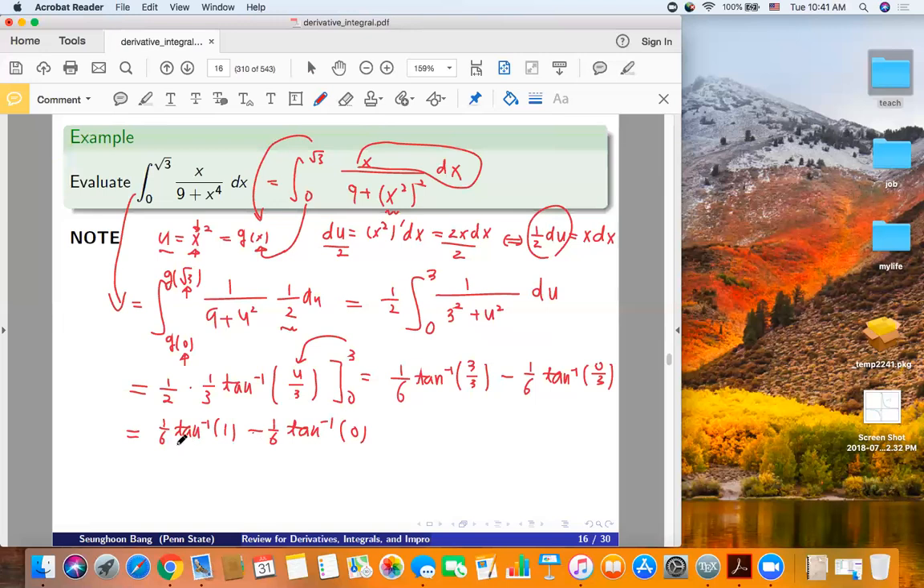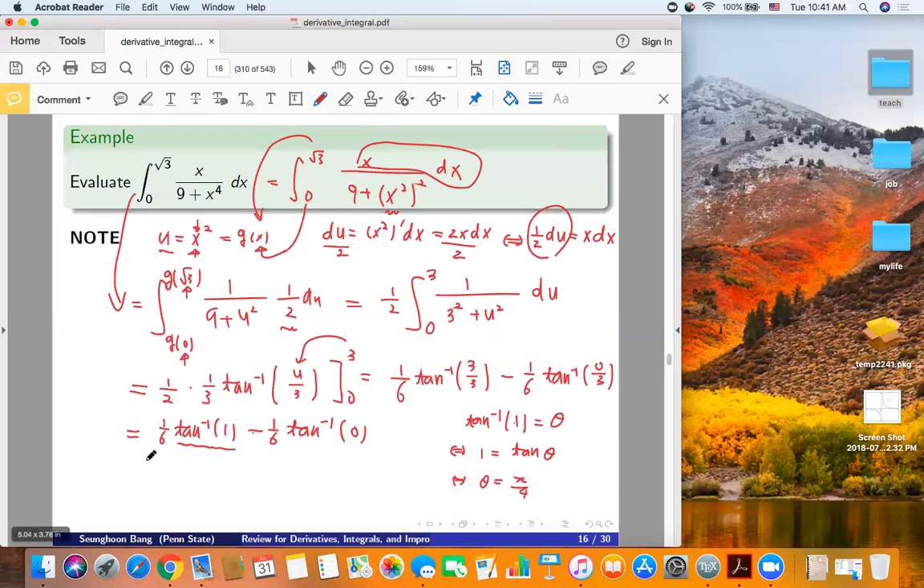What is inverse tangent of 1? Do you have any idea? Yeah, you're right, pi over 4. So how can you know that? Inverse tangent of 1 equals angle theta. You can use the definition, so this is 1 equals tangent theta. Which angle has tangent 1? Angle theta is pi over 4.